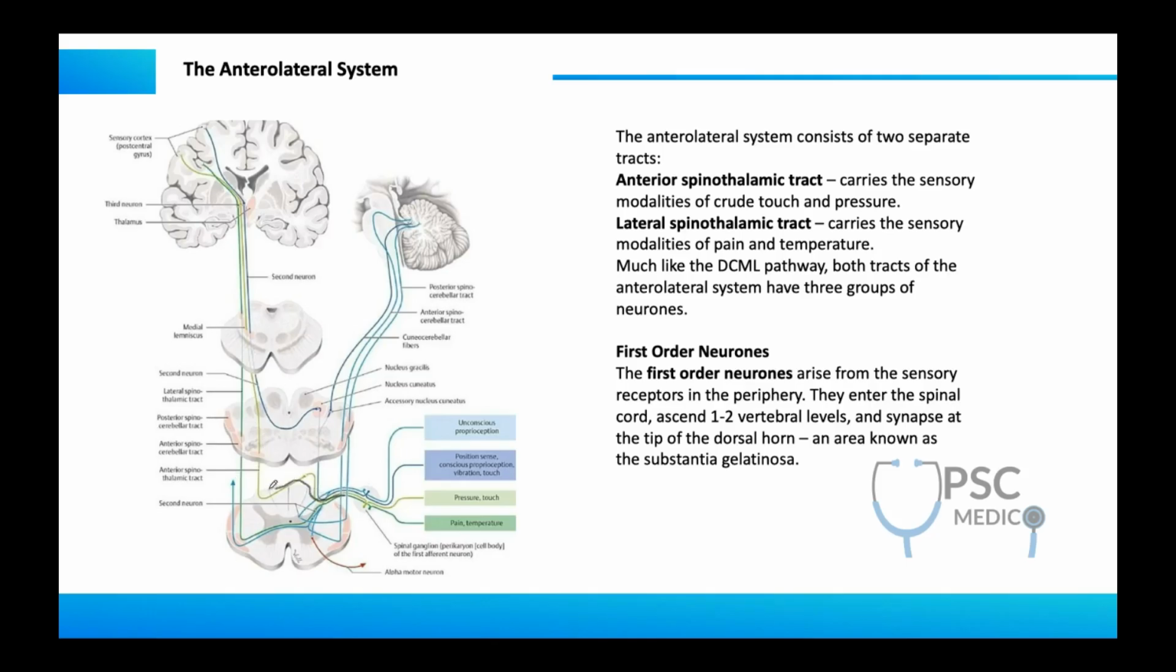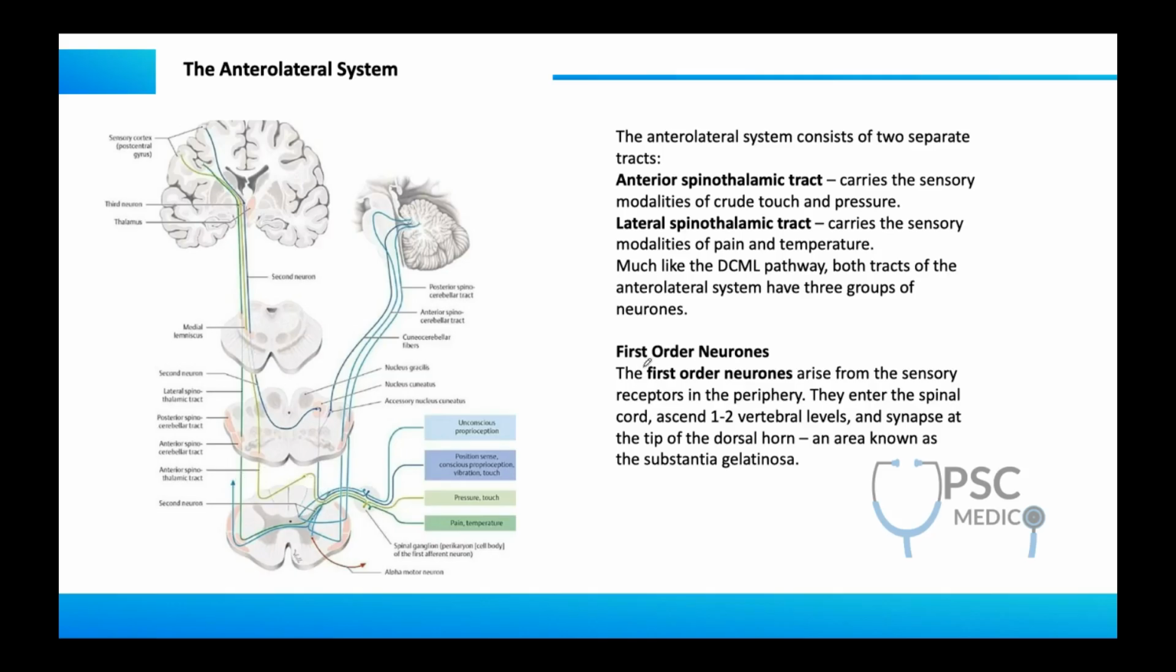The anterior is crossing here, but the lateral is crossing very close to the central canal. Okay, so if you know this, you will understand why in syringomyelia the lateral spinothalamic tracts are affected, and what happens in case of hemisection, that is Brown-Séquard syndrome. Just focus on this part. Okay, how they are crossing.